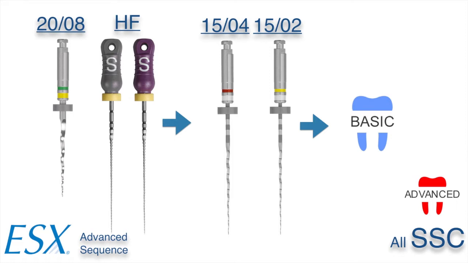I hope that makes sense. The basic ESX protocol starts with the 15/02, so in cases where 15/02 is difficult to reach, you use these other files in advance until you can get to a 15/02 rotary file, or you could also use a hand file, and then finish up with the basic sequence. So everything, again, even in the advanced technique, is used with the SSC.